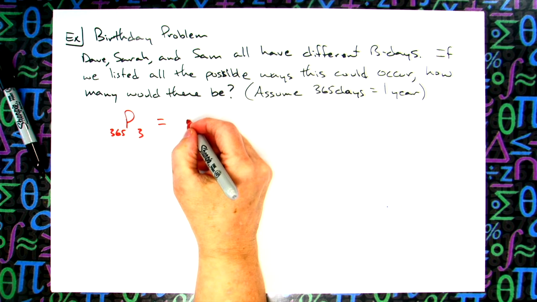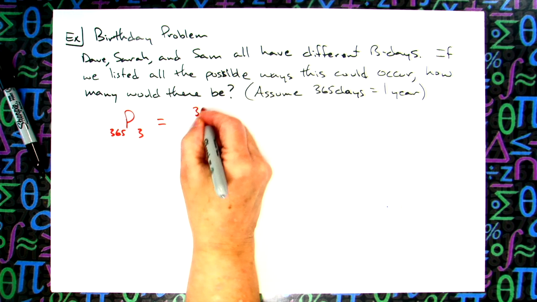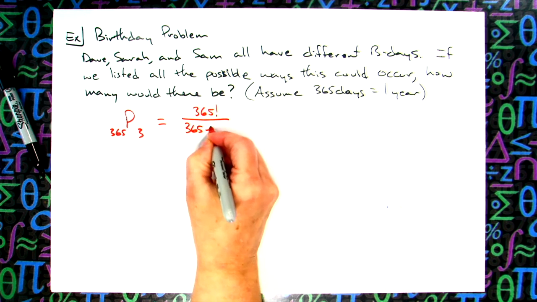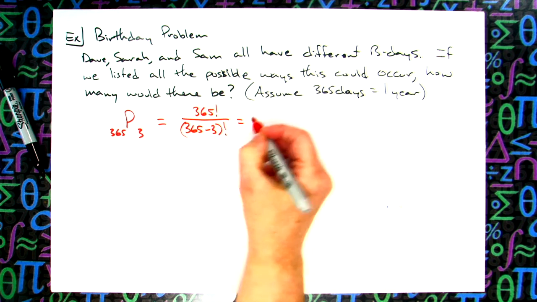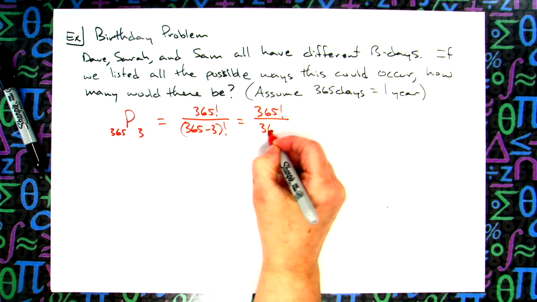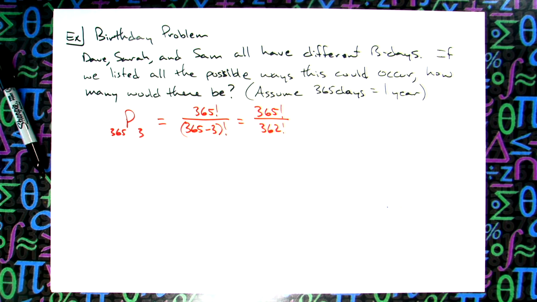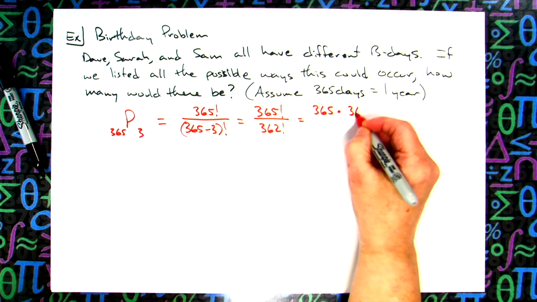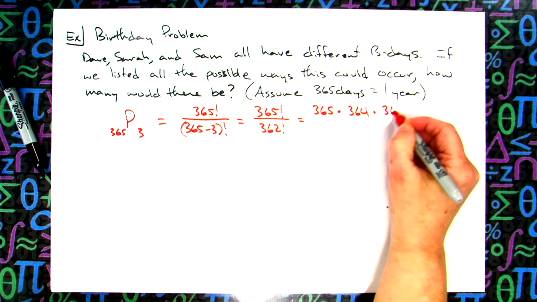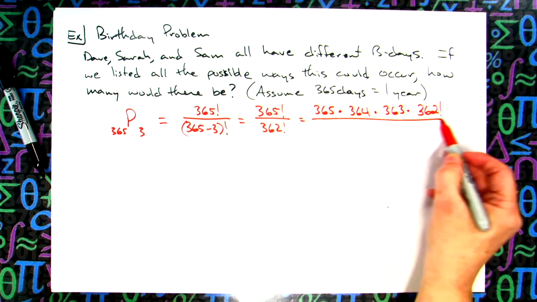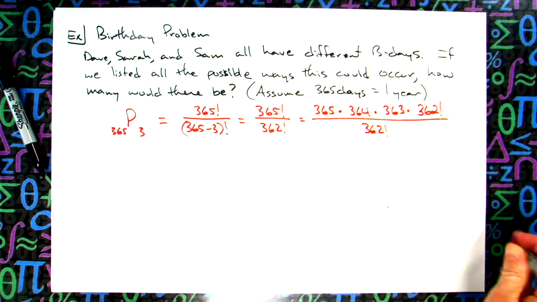All right, so then that means what? We've got 365 factorial on the top, 365 minus 3, and then factorial on the bottom. So 365 on top, that'd be 362 on the bottom. Okay, then only go down as far as you need to so that you can cross out a factorial. So 365 times 364 times 363, and then I'm going to stop with my 362. I'm going to leave it as a factorial so that I can cross them out.